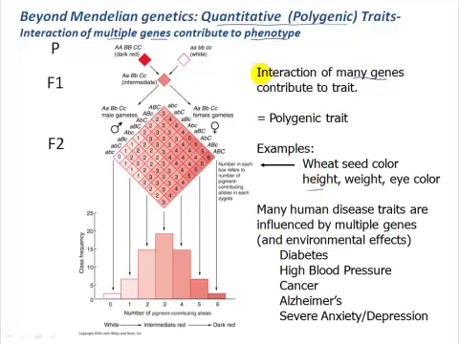So there are a lot of traits that are like that. Probably, in fact, more traits are polygenic than not with regard to human physiology, and that's true across the natural world as well.